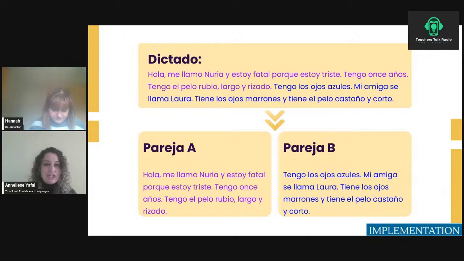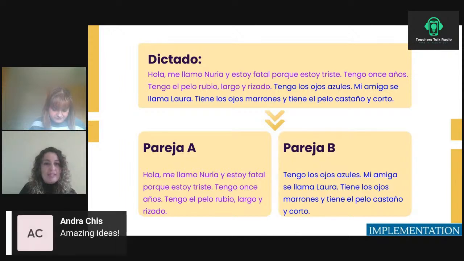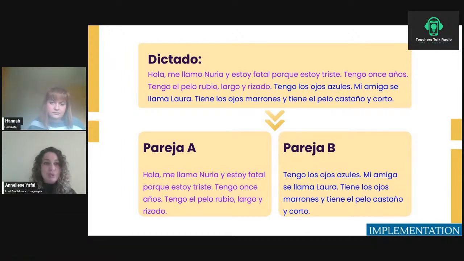That same dictation can be a different lesson, split into two. You've got partner A and partner B. Partner A is looking at the board, partner B is turned away from the board, and partner A is just reading what's on the board. So you can see that same activity can be done twice, but in different ways. And students never know it's the same thing, believe it or not.